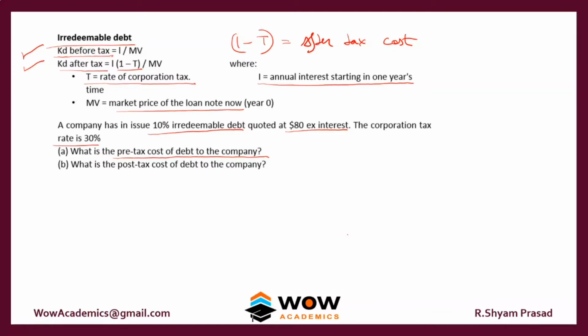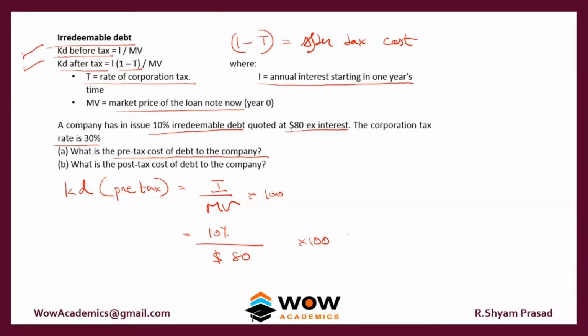As he asks you the pre-tax, pre-tax is before tax. So simply he wants us I divided by MV. Always the formula is into 100 only. So what is the I? I here refers to 10%. Interest is 10% divided by 80, which is the market price, and finally we have to multiply by 100.